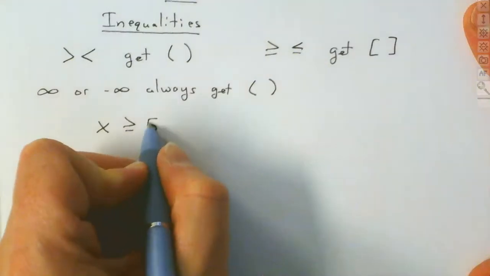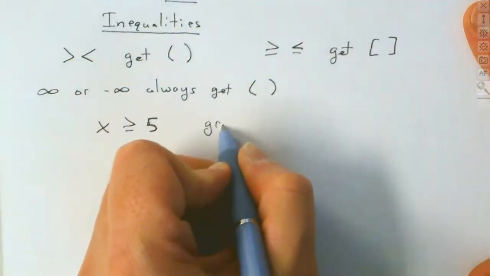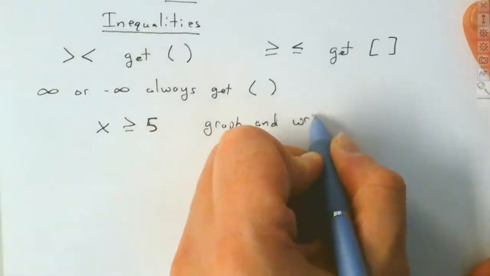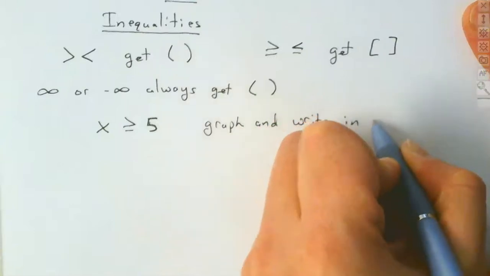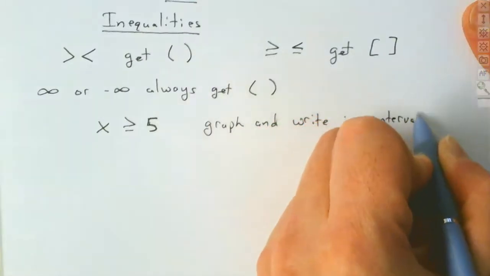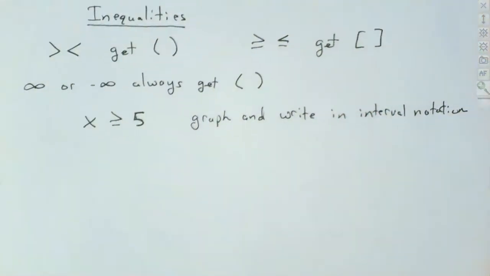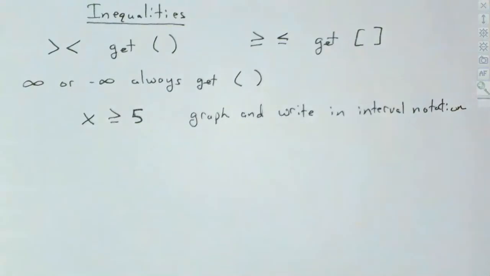And so I'm going to give you this, and we're going to graph it and write it in interval notation. So I'm going to have you graph this, and I'm going to have you write it in interval notation. Now, here's the key part that we need to make sure. We need to make sure that our variable is on the left-hand side. Always on the left. If it's not on the left, you need to make sure it's on the left. So is our variable on the left-hand side?